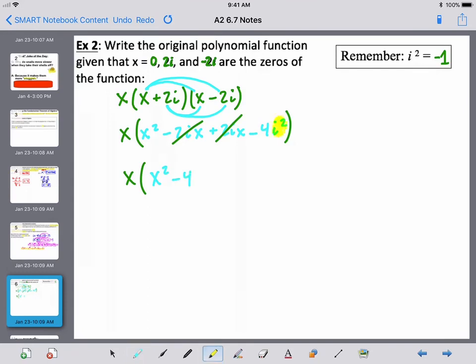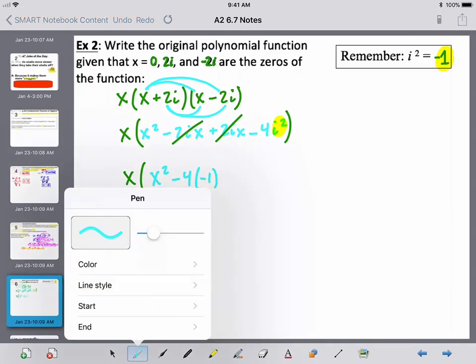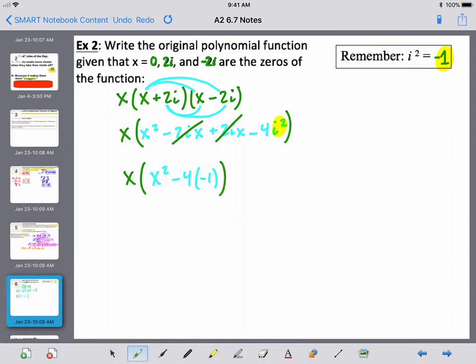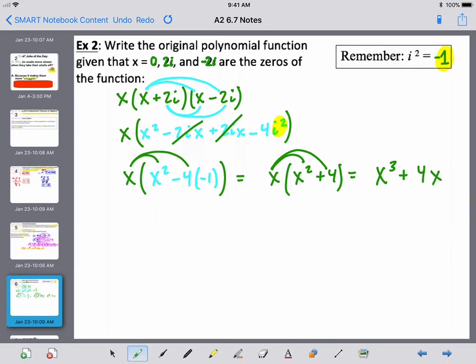And then remember, i squared can be replaced with negative 1. So let's do that right away. All right, and then one last step is just to distribute this. So we end up with x times x squared plus 4. And then when we distribute, we get our final answer of x cubed plus 4x. All right, so this right here would be our function. So we would just rewrite it in function notation. f of x equals x cubed plus 4x. And that would have these three solutions that you see up above.